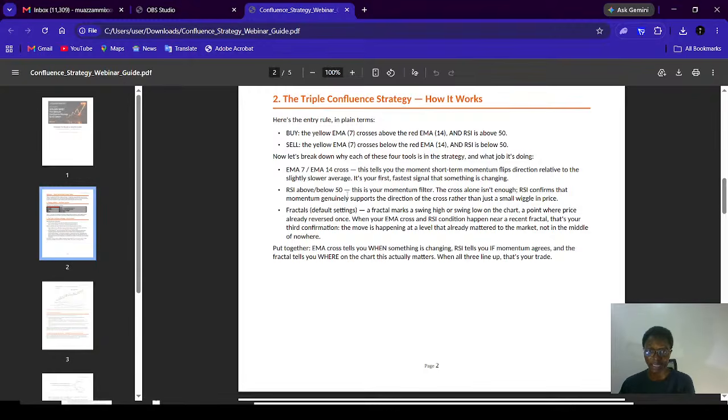And for the fractal, just like I explained to you, it is a point where price already reversed once. And so when you have your EMA cross and the RSI conditions are happening, where the RSI is above 50 or below 50, depending on where the momentum is going, and now you have the fractal indicator coming either above a green candle or below a red candle, now you have 3 different indicators that you can use, and then you can execute your trade.